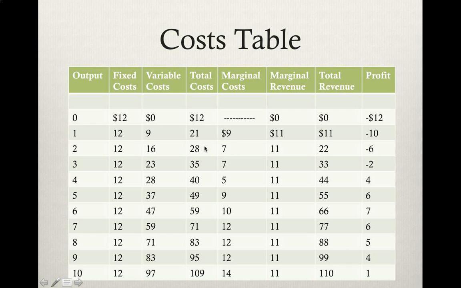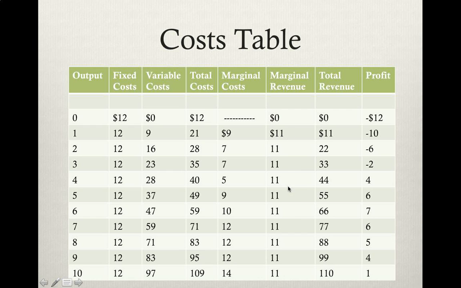When we go from 2 to 3, we go from 28 to 35. Once again, an additional cost of 7. The fourth unit cost us $5, which is the difference between 35 and 40. Our fifth unit cost us 9, which was the difference between 40 and 49, and so forth and so on until you get down to the 10th unit. It cost us 95 to make 9 units, 109 to make 10 units, so our marginal cost of our 10th unit is 14.